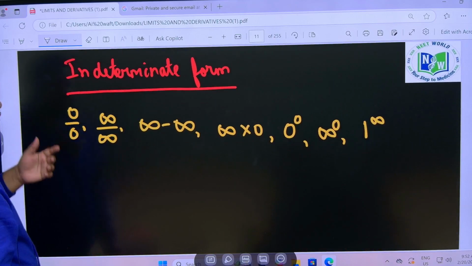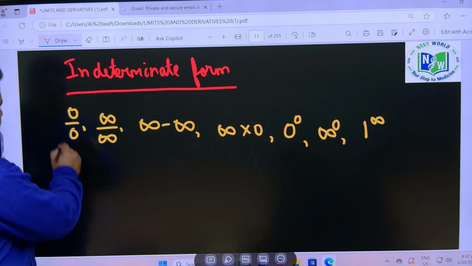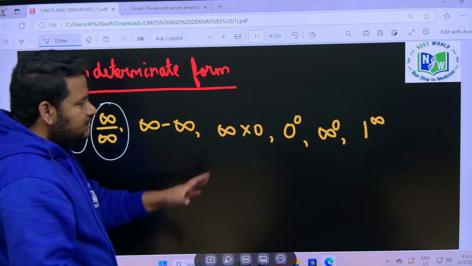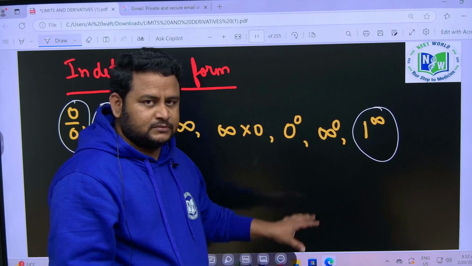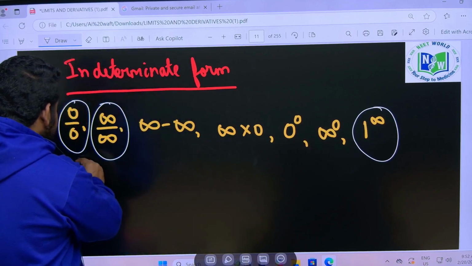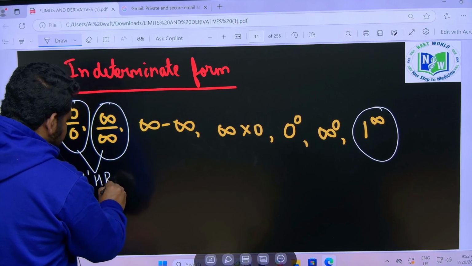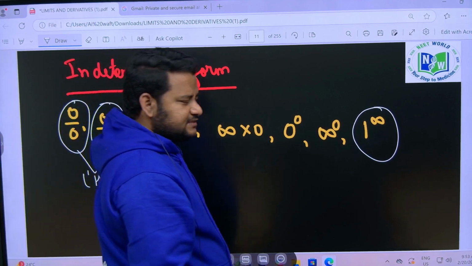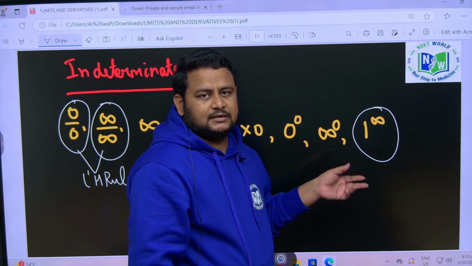Now we will talk about some indeterminate forms. In these indeterminate forms, this one is highly important and this one is also highly important, and 1 to the power of infinity is also highly important, friends. These two types we can solve using the LH rule, whereas for this one there is a logarithmic or exponential limit, using which we can solve.